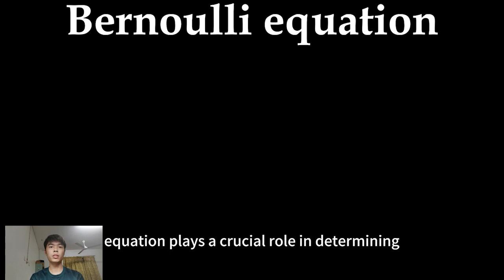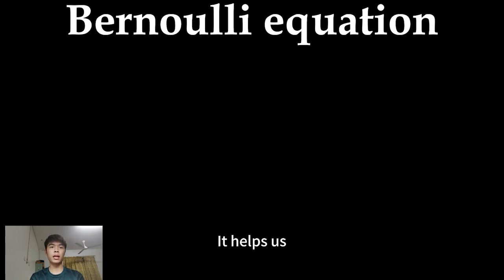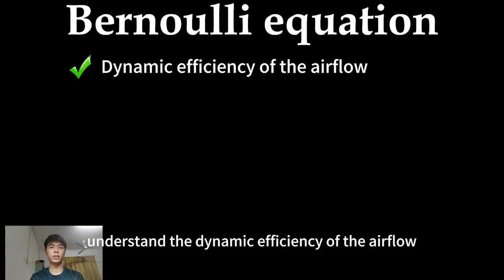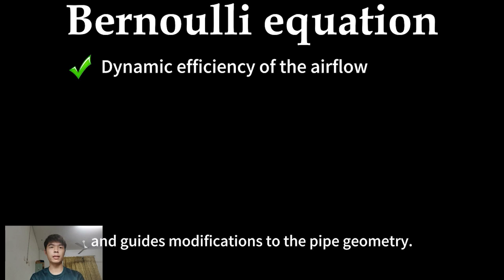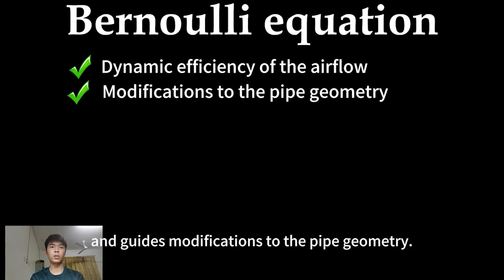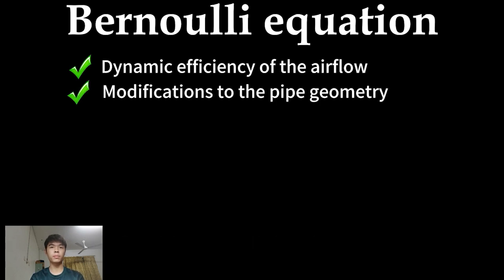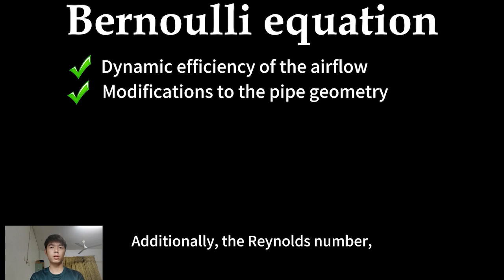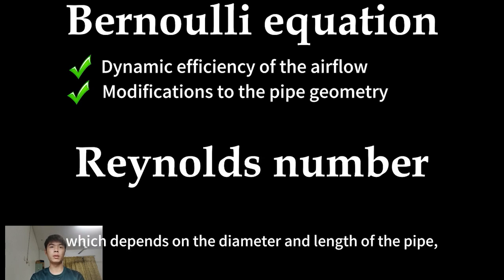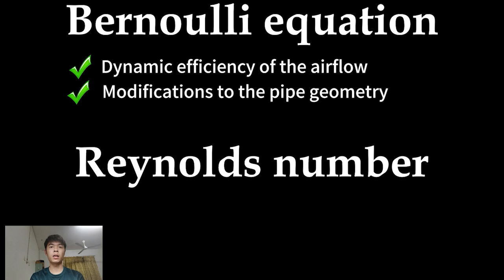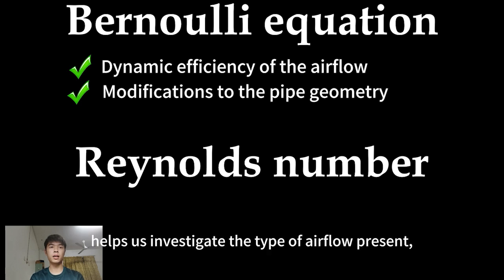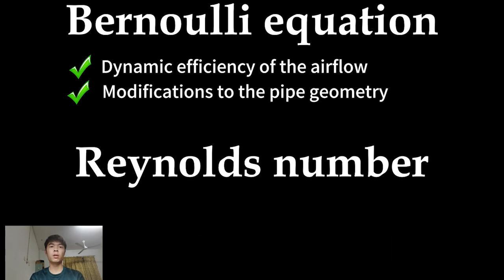The Bernoulli equation plays a crucial role in determining the pressure and velocity distribution along the pipe. It helps us understand the dynamic efficiency of the airflow and guides modifications to the pipe geometry. Additionally, the Reynolds number, which depends on the diameter and length of the pipe, helps us investigate the type of airflow present, whether laminar or turbulent.